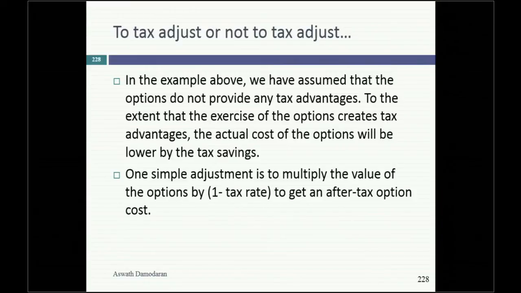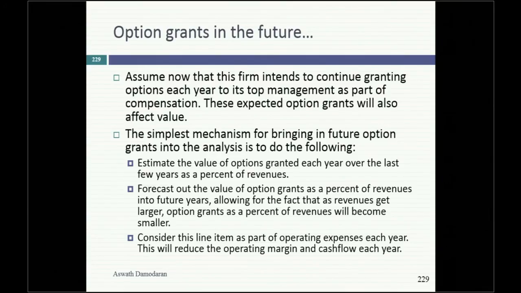So all of this work takes care of options you've already issued. If you're a company that issued options in the past, this is the way to do it. Value those options, treat them as a deadweight cost, take them out of the value of the equity, and divide by the actual number of shares. Now what we haven't dealt with is a company that's continuing to issue options in the future. So it's going to continue next year, 2 years out, 3 years out, 4 years out. Expected future option issues. Here's the easiest way to deal with them.